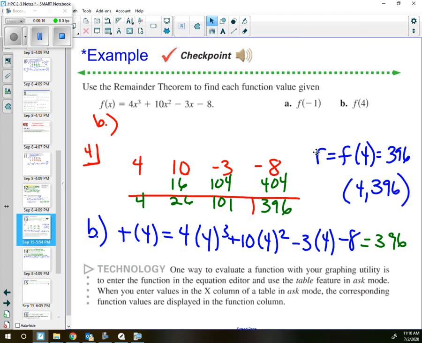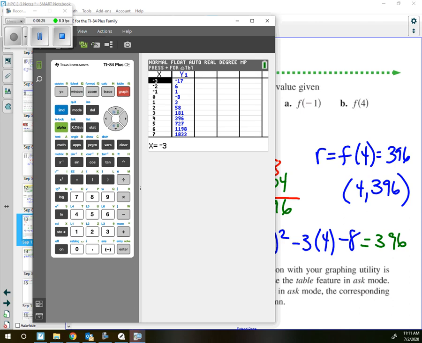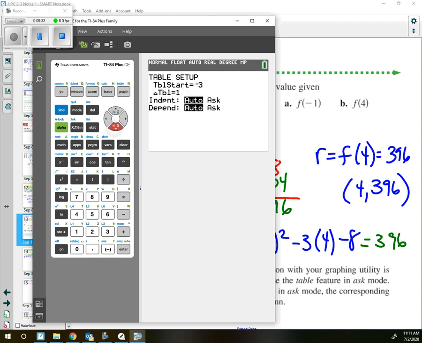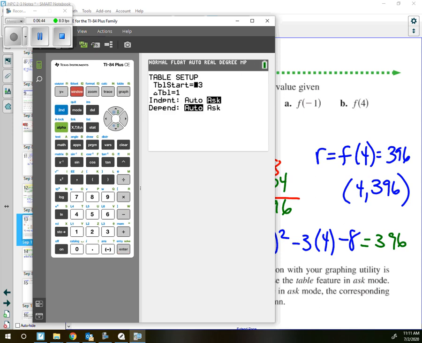Now remember, a quick little tech tool here. You can always use your graphing calculator to help. So I went ahead and put that equation in. I can just go to my auto-generated table, right? So I can see my -1, 1, and my 4, 396. They're both on there. Otherwise, remember, you can always change your independent variable to ask, and then you can ask whatever values you want in your table. So I can say, hey, I wanted -1, and I wanted 4, and I can get those values really quickly. So it is a time saver if you want to use that value.